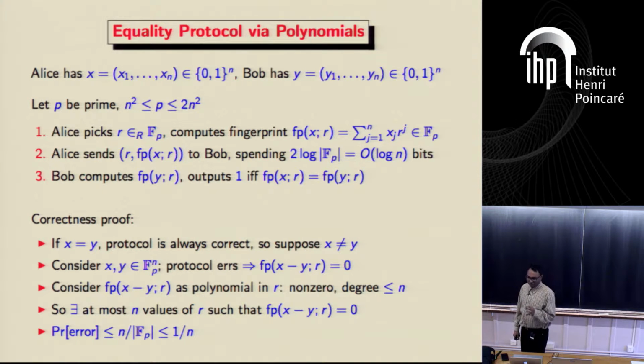So if you hit one of those bad values of r, then the protocol is wrong. Otherwise, it's not wrong, right? So the probability of an error is simply n divided by the order of the field, which, if you plug things in, gives you 1 over n. All right. So we have a protocol that communicates log n bits and makes error less than 1/3. In fact, it's less than 1 over n, so it's even better than the 1/3 that we would have shot for.